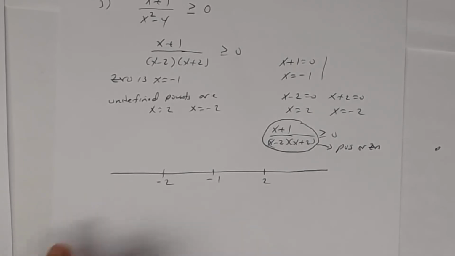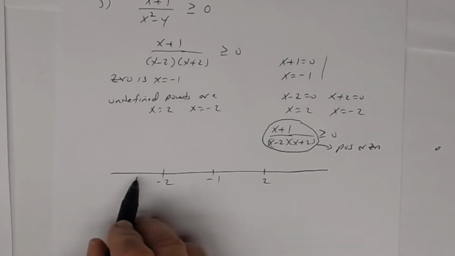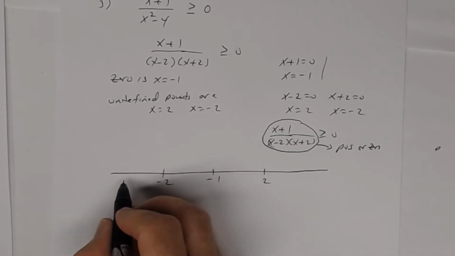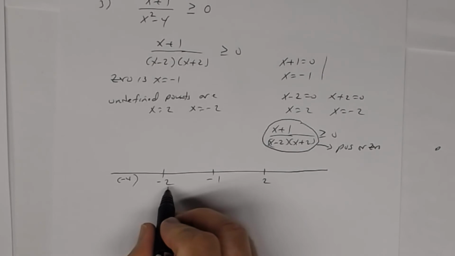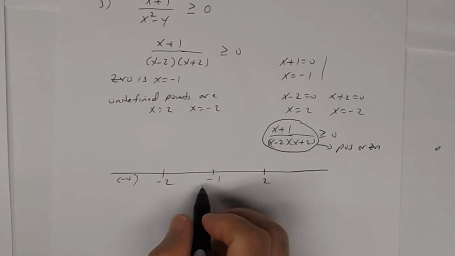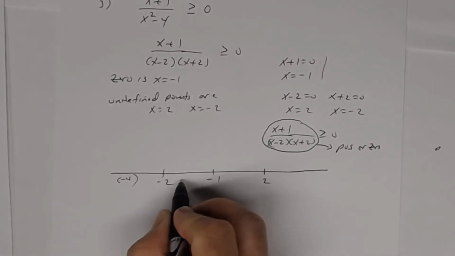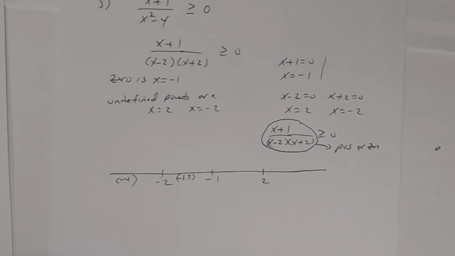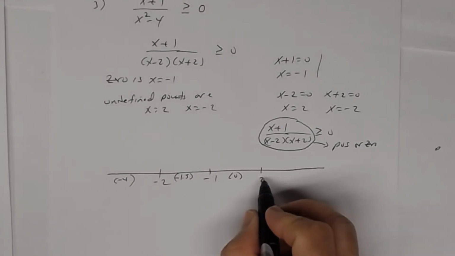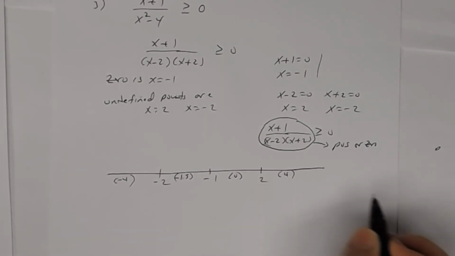Okay, so now we're going to do test points. So give me a test point between negative infinity and negative 2. So any real number between negative infinity and negative 2. So let's say negative 4. All right, now notice there is no integer between negative 2 and negative 1, so we're going to have to resort to either a fraction or a decimal. It's always easiest to use a decimal. So let's say negative 1.5. Okay? And then a test point between negative 1 and 2, we can say 0. And then a test point from 2 to infinity, we can say 4, let's say.